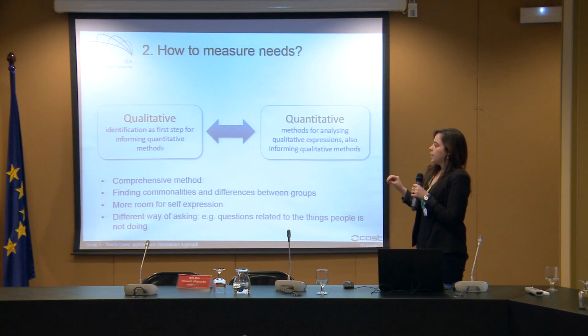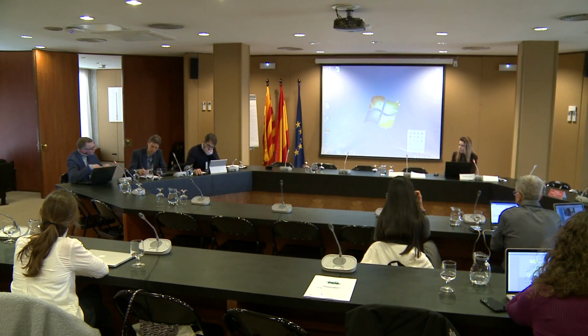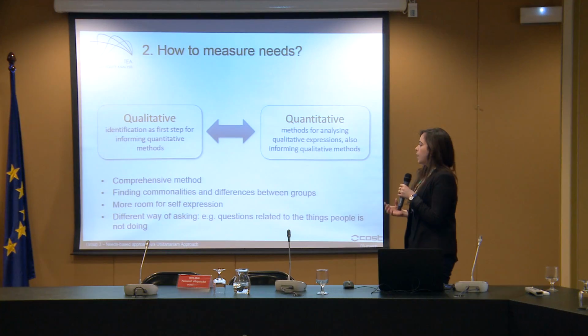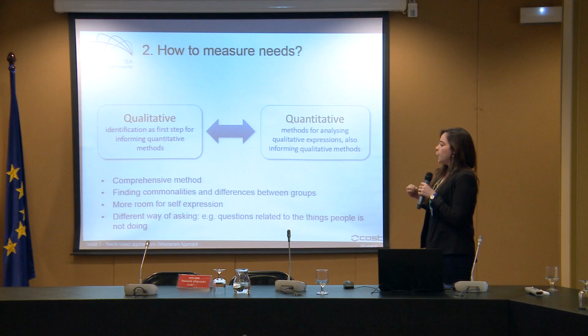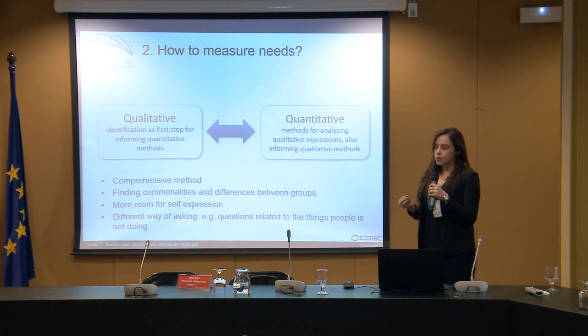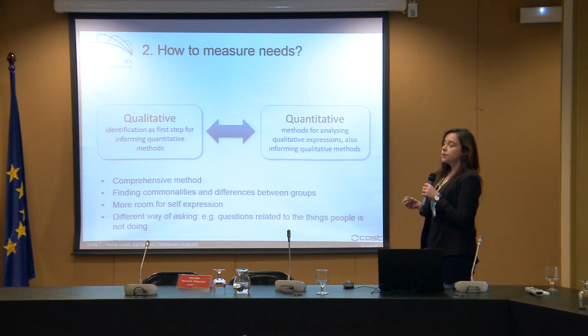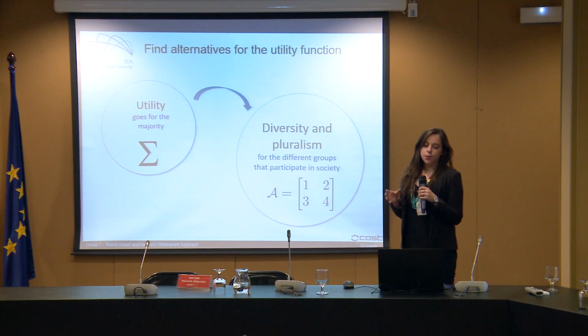The qualitative identifying as a first step for informing the quantitative methods, and the quantitative methods helping to inform the qualitative ones. So in this idea of more comprehensive methods and more room for self-expression in existing tools, and at the same time a different way of asking for the current tools that we have. So the idea at the end is to find alternatives for the utility function.